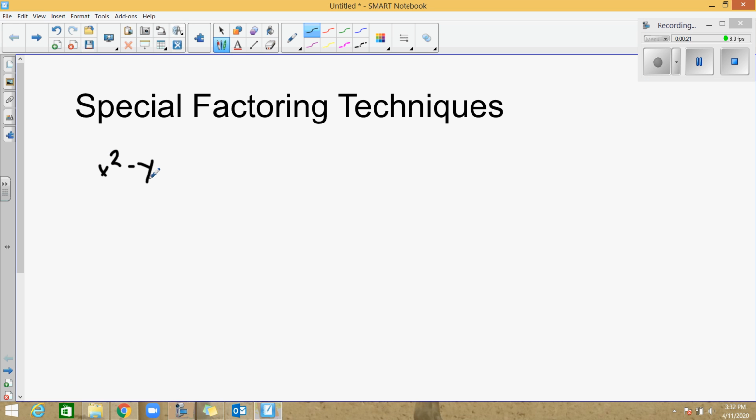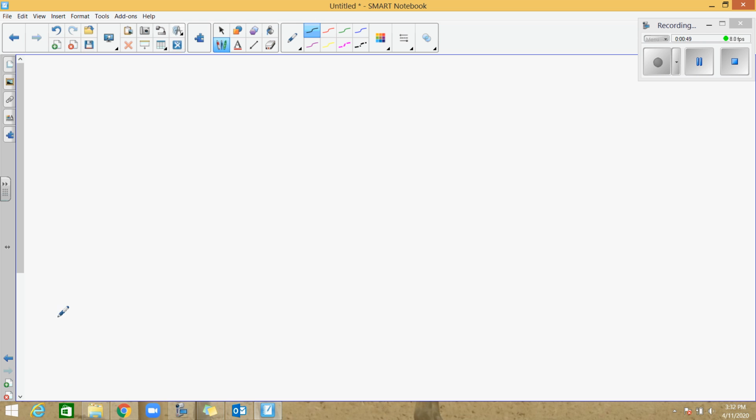We notice something that goes x squared minus y squared. All right, this is called a difference of squares. If you notice, difference means subtraction, so we have our subtraction, and squares means on the front side and the back side of my subtraction are squares. So that's how we're going to talk, and that's what we're going to look like today.